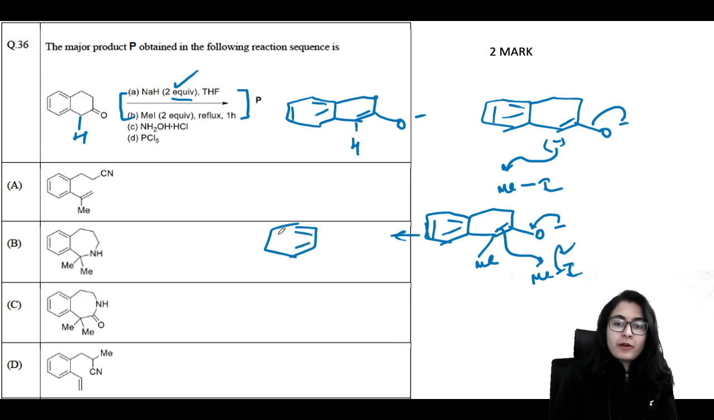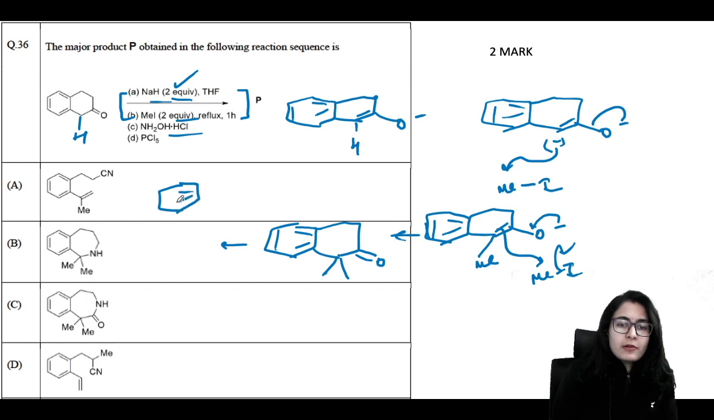Okay, so be careful about this. You are getting both of them on the same carbon, two methyls and one carbonyl. That is why you are given both of these things together. Second step is NH2OH and HCl. That is just forming the oxime, isn't it?